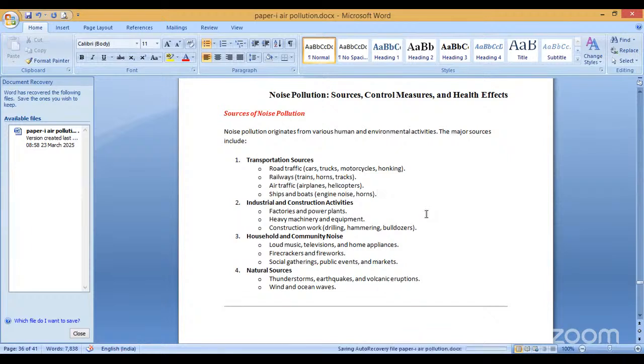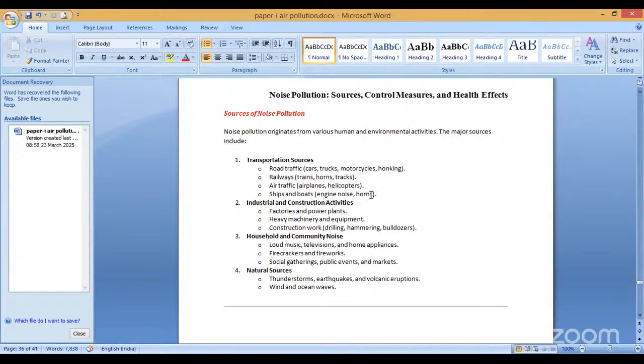Household and community noise: loud music, televisions, and home appliances, firecrackers and fireworks, social gatherings, public events, and markets. These are the household and community noise.